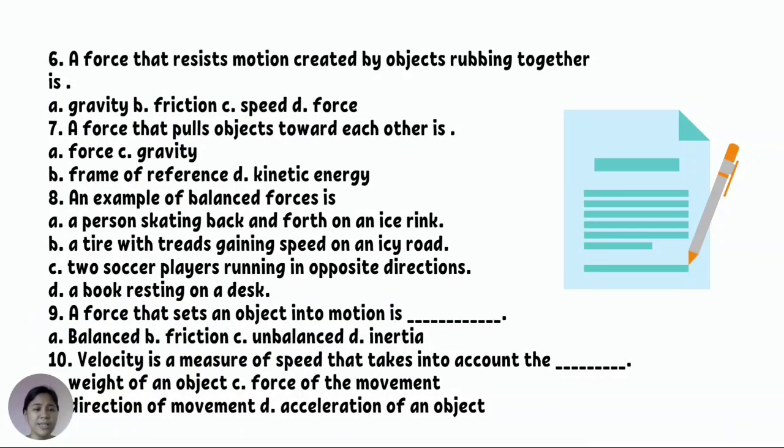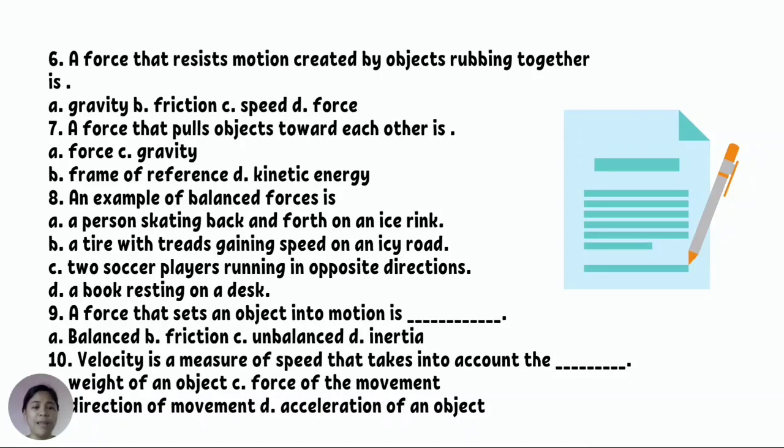For number 6, a force that resists motion created by objects rubbing together is A. Gravity, B. Friction, C. Speed, or D. Force. Number 7, a force that pulls objects toward each other is A. Force, B. Frame of reference, C. Gravity, or D. Kinetic energy.